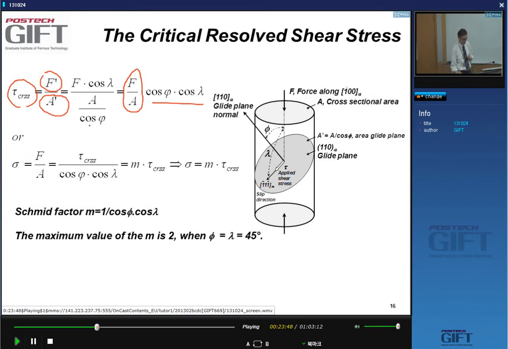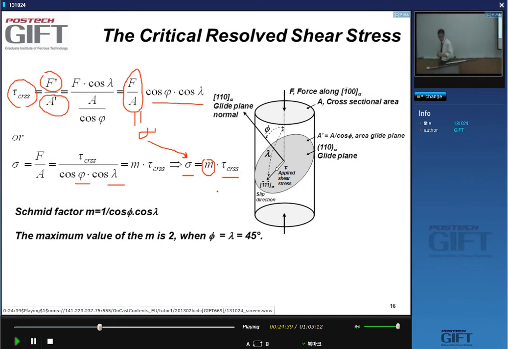And this, of course, is the externally applied stress sigma. If you measure sigma and you know the geometry of the test, i.e., the angles phi and lambda, you can say that sigma, the externally applied stress at which you have yield, is m times the critical resolved shear stress. And m is the so-called Schmid factor, 1/cosine phi cosine lambda. The maximum value of this is when phi and lambda are 45 degrees, and the value of m is then 2.